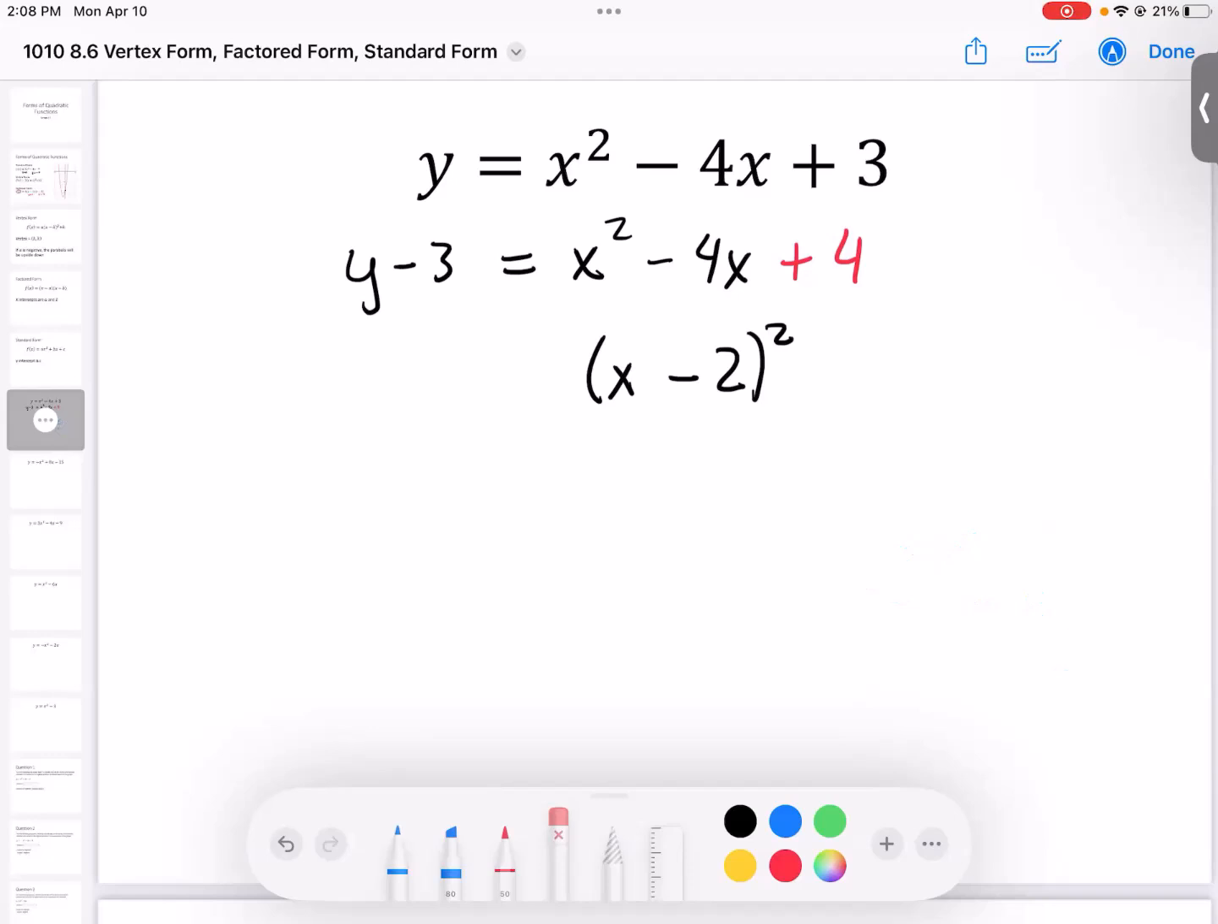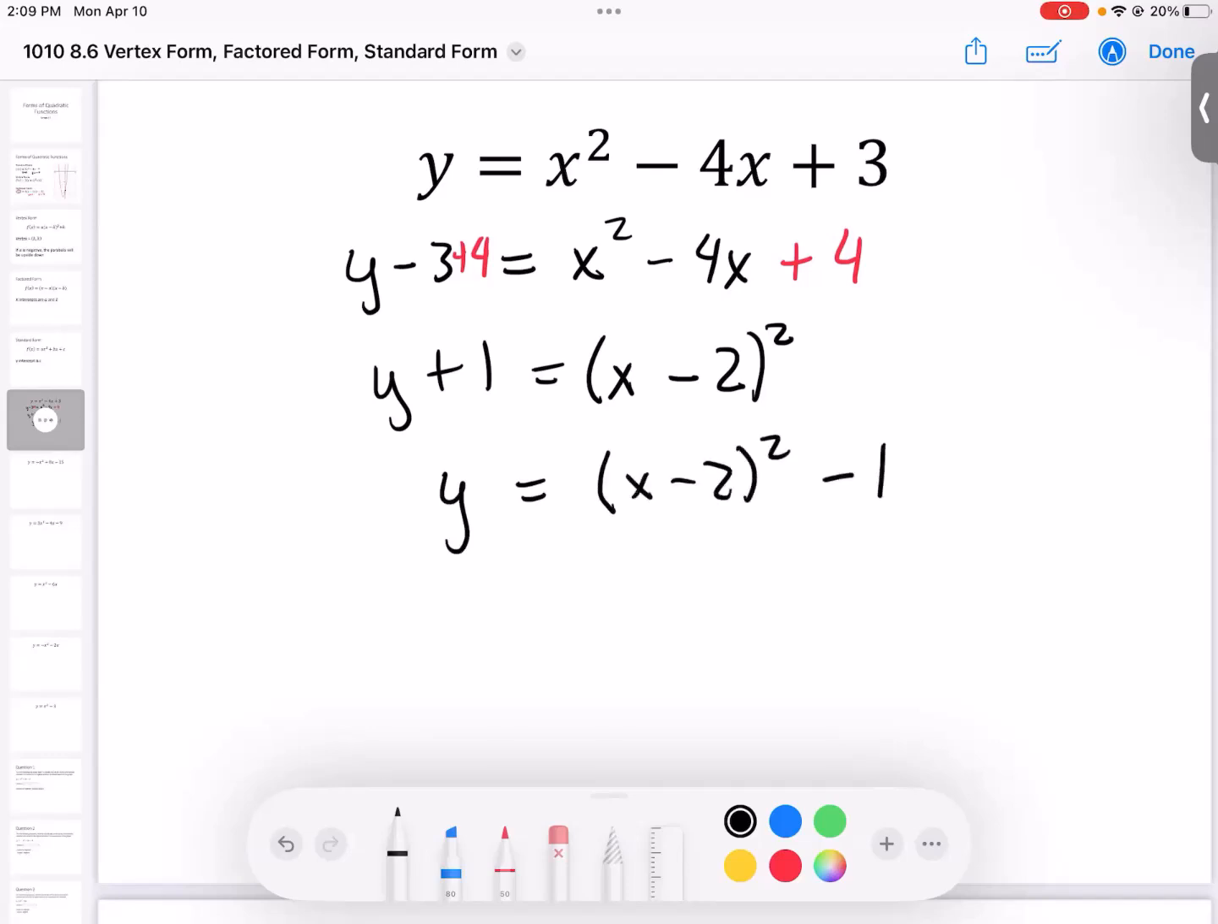Okay, so if I add 4 to this side of the equation to make it so it will factor to this, I can't just randomly add something to my equation without also adding it to the other side. So I'm going to add 4 over here. And this equals y minus 3 plus 4, which will be y plus 1. And now this is almost in vertex form. The only thing I need to change to get it into vertex form is get y by itself. So I'll subtract the 1, and that gives me y equals x minus 2 squared minus 1.